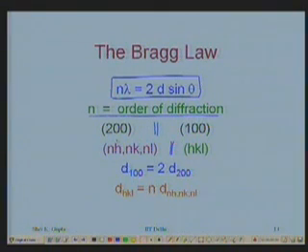Also, from the formula of d, which I write again for you, d is equal to, in a cube, a divided by under root h square plus k square plus l square. I can also say that d100 is equal to twice d200, which I can generalize. d for HKL is equal to n times d of nh, nk, nl. You can get it from here: n square h square plus n square k square plus n square l square. From the under root, you can always take out n. So, d of HKL will be n times the d of nh, nk, nl. If we know these relationships, let's see what happens to Bragg's law.